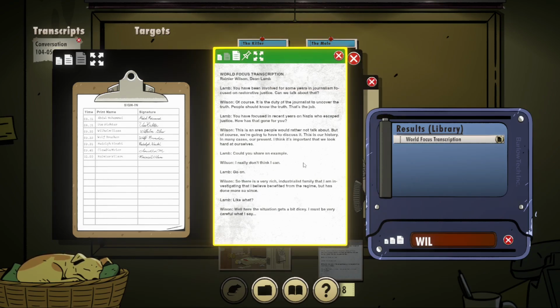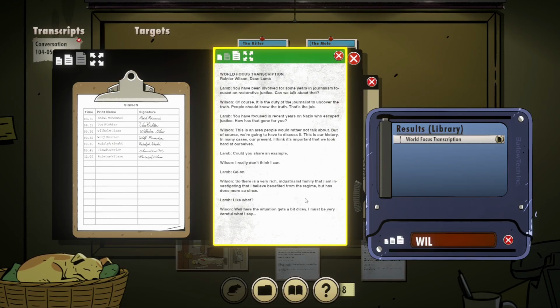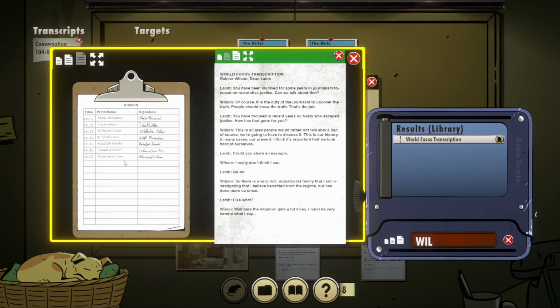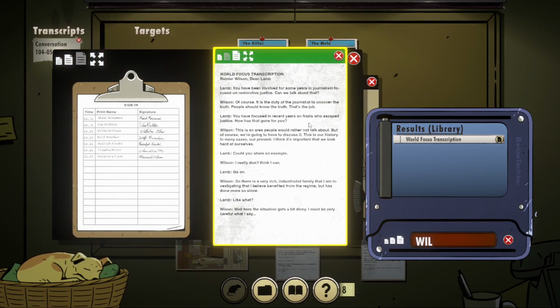It's not what I was looking for, but you have been involved, Lamb, some years in journalism focused on restorative justice. Can we talk about that? Of course. It's the duty of journalists to uncover the truth. People should know the truth. That's the job. You have focused in recent years, that's Rainier, on Nazis who escaped justice. How has that gone for you? This is an area people would rather not talk about, but of course, we're going to have to discuss it. This is our history. In many cases are present. I think it should be important. We look a hard look at ourselves. Could you share an example? I really don't think I can.